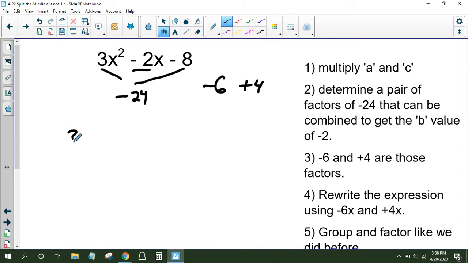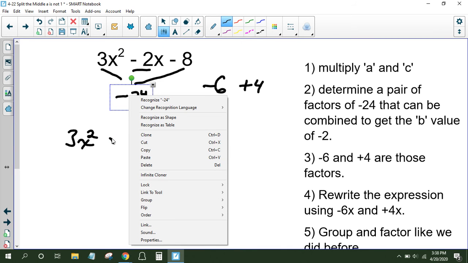Alrighty, so we're going to rewrite 3x squared. And now we're splitting this negative 2x. We're splitting that term up into these two factors now. Oops. Erase that.